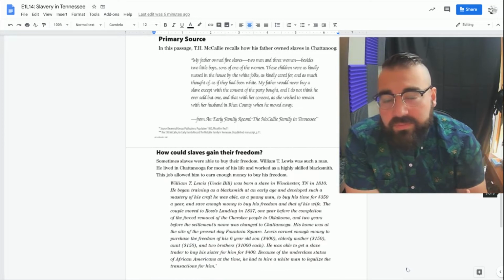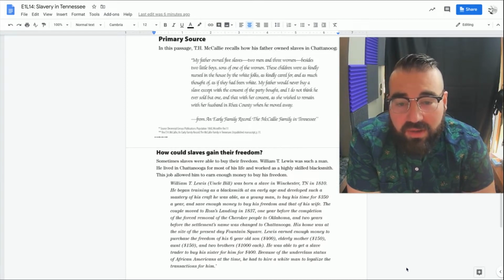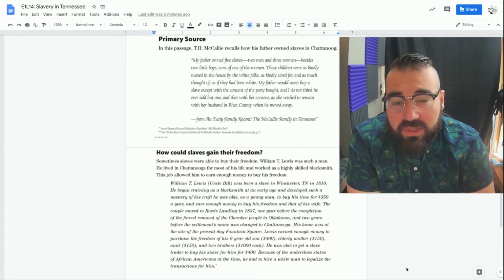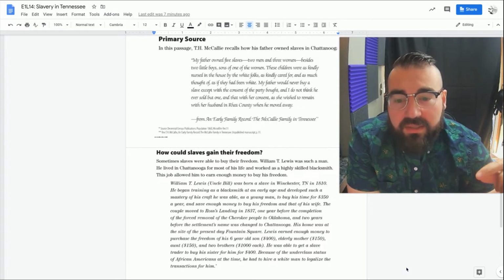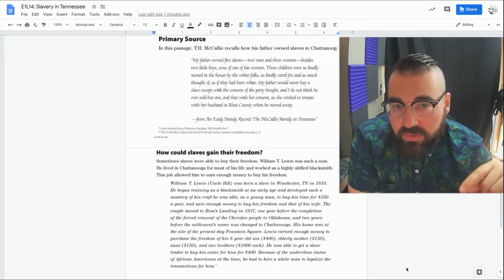Primary source. Below, in one of the questions, it says in the primary source, and this is the part we're talking about. In the passage, T.H. McCallie recalls how his father owned slaves in Chattanooga. "My father owned 5 slaves, 2 men and 3 women, besides 2 little boys, sons of one of the women." So in other words, he had 2 little boys from one of those women.